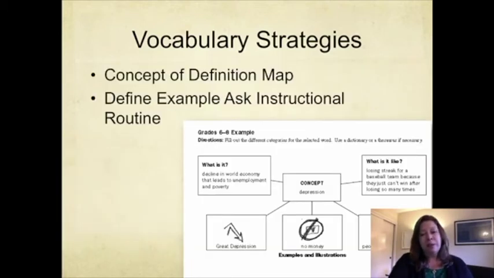Another example of a vocabulary strategy is a concept definition map. The one you see here is a more advanced example, but they list the concept in the middle, they list what it is like, and they give 3 different examples in illustrations. This, of course, could be simplified or expanded, but the idea here is that students are applying that vocabulary word or concept to multiple areas.